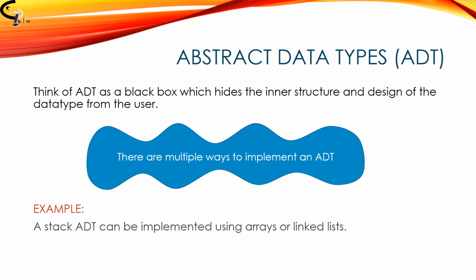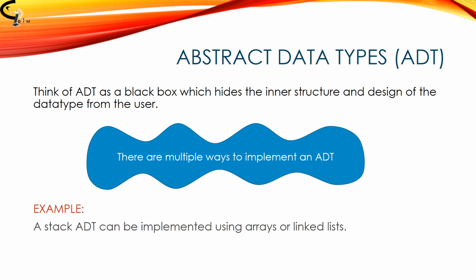Now think of ADT as a black box which hides the inner structure and the design of the data type from the user. That means ADT is just a skeleton and it hides everything from the user. There are multiple ways to implement an ADT. This is very important, that there are multiple ways by which the ADT can be implemented. For example, a stack ADT can be implemented using arrays and linked lists. Here we can notice that stack itself is a data structure. But yes, this data structure can be implemented using another data structure, could be array or linked list.